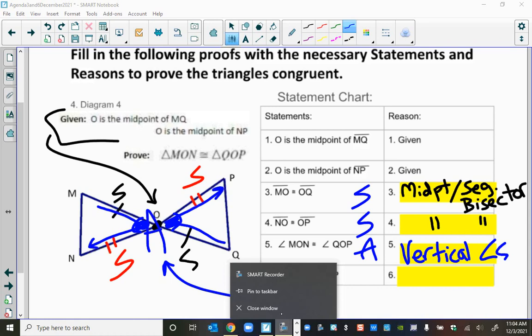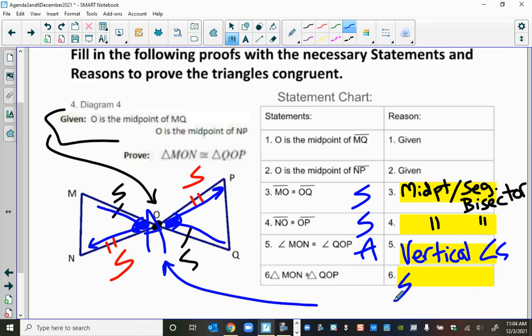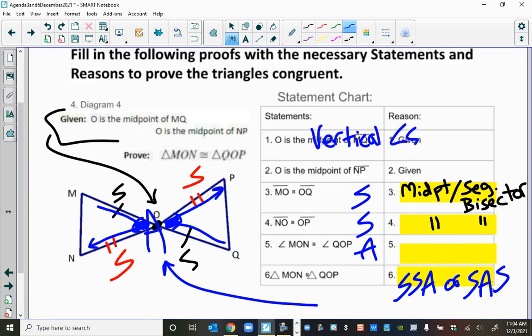Okay, so in the end, would it be SSA or SAS? It's going to be SAS. You cannot do SSA. SSA is not good. It is SAS.